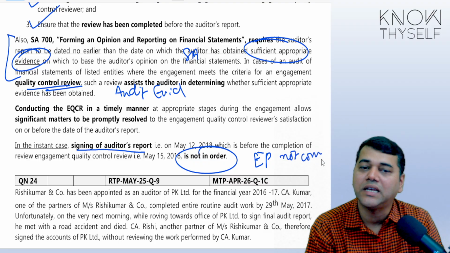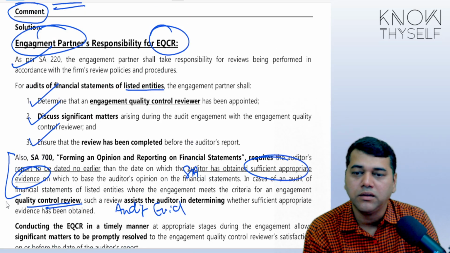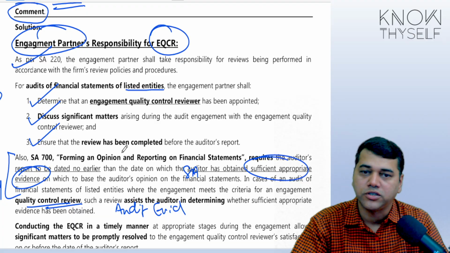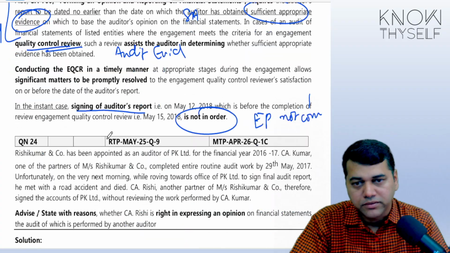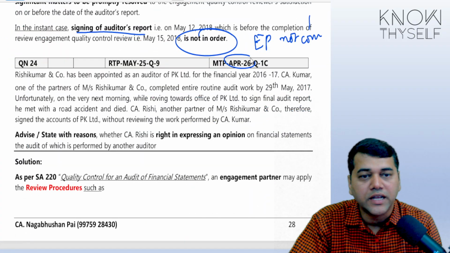You have to write something like this. You will fetch 1 mark for stating the responsibility, or maybe you may score 3 marks here. This is how the mark allocation is going to happen. I hope it's clear. Okay, now you see this RTP May 25 question.